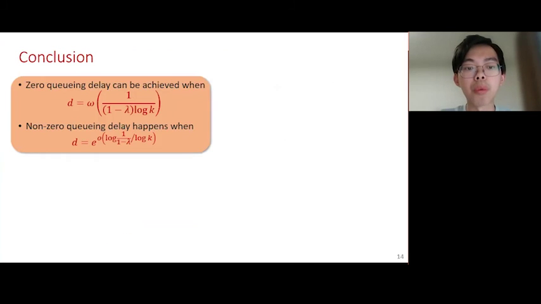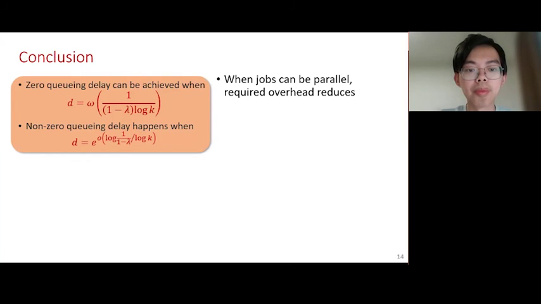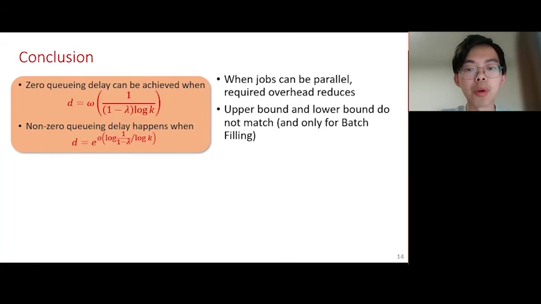So to conclude our work, we show that when jobs can be parallel, the required overhead to achieve zero job level queuing delay is smaller than that when jobs are indivisible. However, the upper bound and lower bound in our work do not match with each other, and they only work for batch filling. It is future work to obtain tighter bounds and see whether other load balancing algorithms can achieve a better trade-off between delay and overhead.